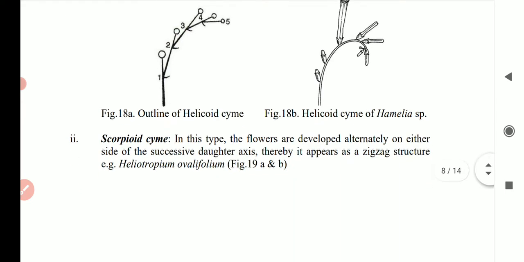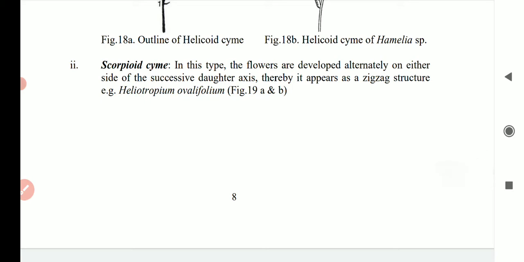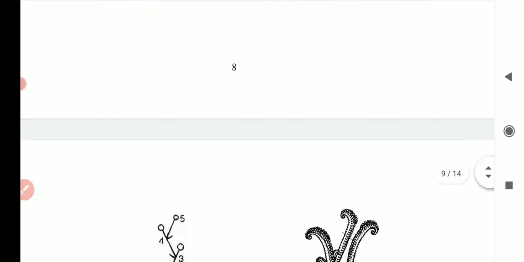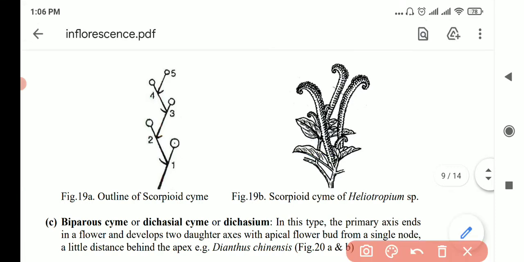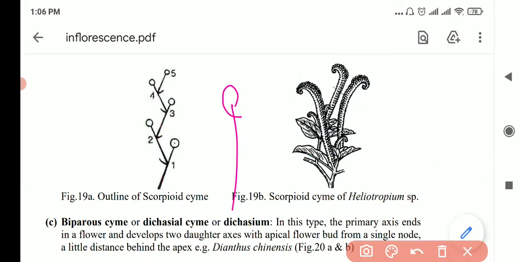Now scorpioid cyme, they alternate in a zigzag fashion. Example of scorpioid is Heliotropium, from the Greek god of sun, Helios. Like Helianthus is sunflower. It's derived from the name of the sun god. So here also Heliotropium.